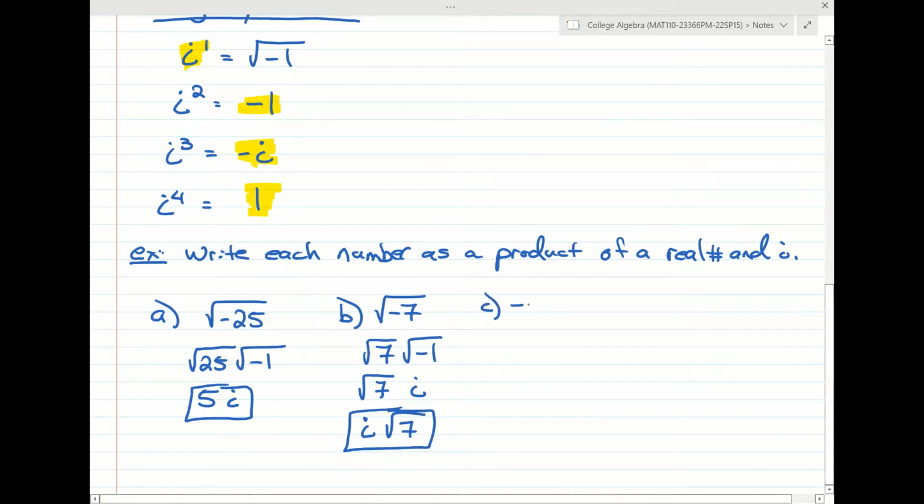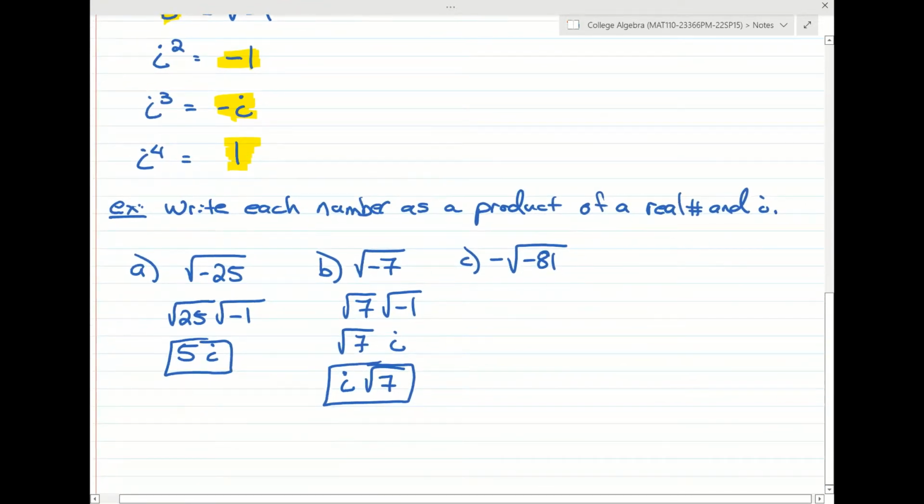What if we had the opposite of the square root of -81? Follow the rules. So square root of -81 we can't do, but we could do the square root of 81 times the square root of -1. Just breaking that up so we can work with it. Square root of 81 is 9. Square root of -1 is i. -9i would be that answer.